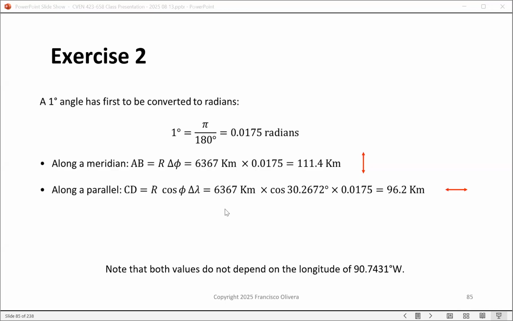Traveling 1 degree along a parallel depends on the latitude. So it's going to be longer at the equator, and as you move to the North Pole, it becomes shorter. So it's going to be longer in Austin than it would be somewhere in Minnesota. And it also doesn't depend on the longitude. So the longitude of Austin, 97.7431 degrees west, does not affect this calculation.